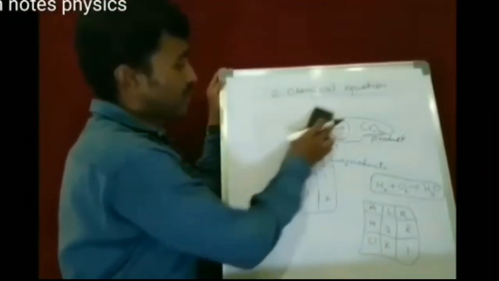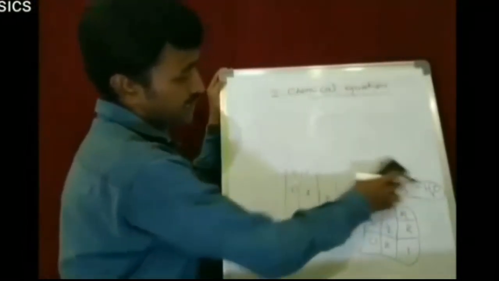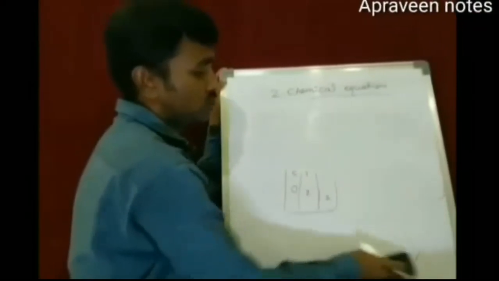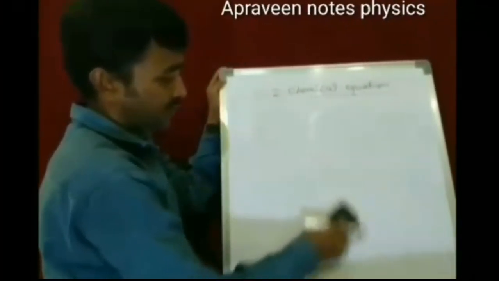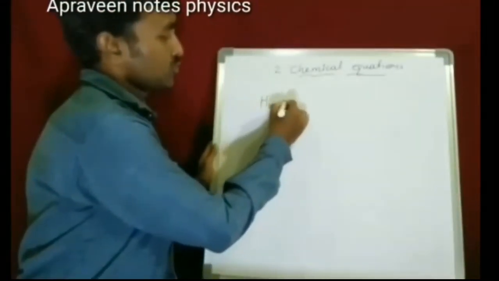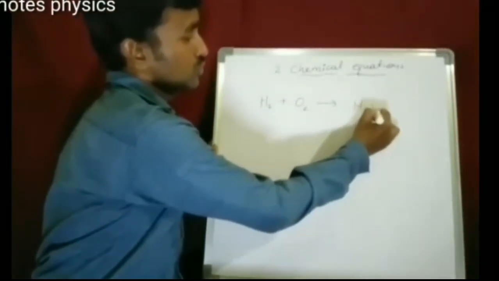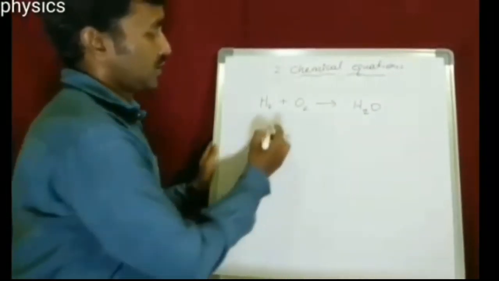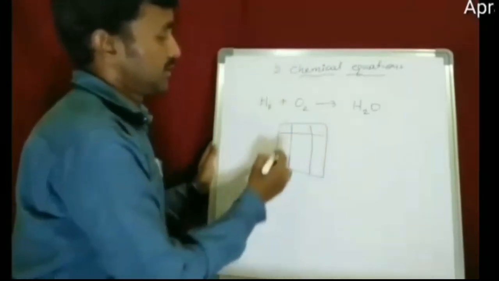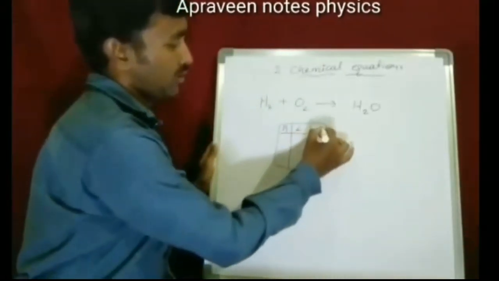In your question paper, sometimes they will give an equation to make it a balanced one. So you need to learn how equations are balanced. I will take one example to balance it. For example, use the same example I gave previously, H2 plus O2 gives H2O. Count the number of atoms on the left side and right side. Three columns are taken: atom, LHS and RHS.